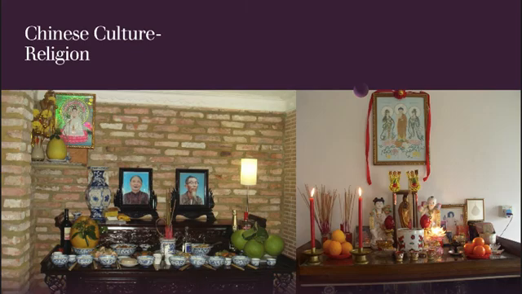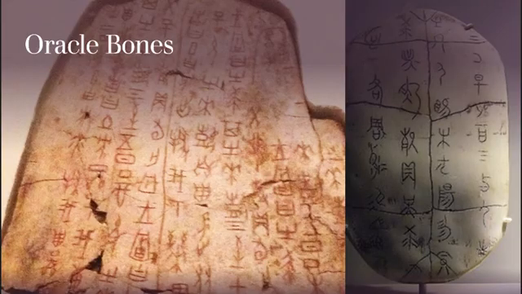Now, they did not believe that you just say, hey, Grandma, I need some help. It wasn't like that. They had certain rituals that they performed in order to communicate with their dead ancestors. One such ritual involved the use of these things called oracle bones. And here are some artifacts that we have found from ancient Chinese archaeological sites of oracle bones.